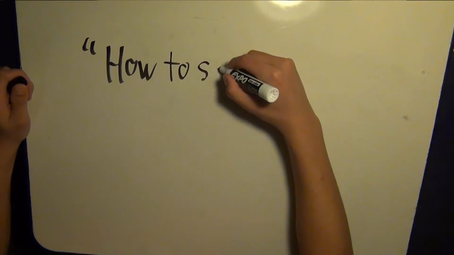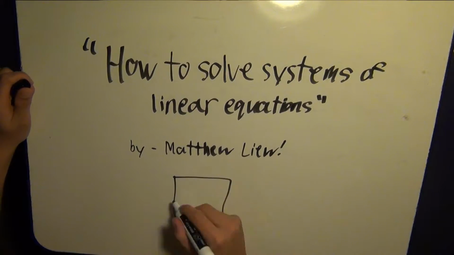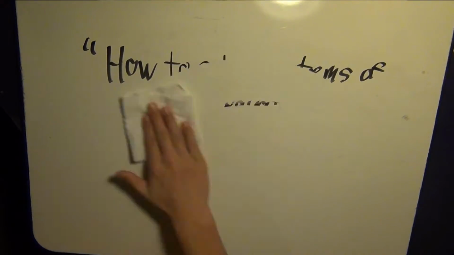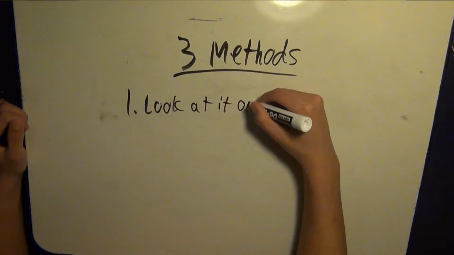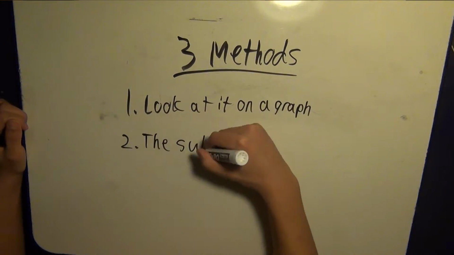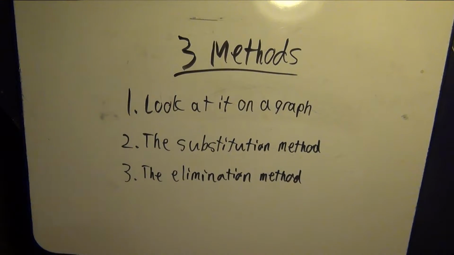Hey everyone, today in this video, you'll be learning about how to solve linear systems of equations, or in other words, how to find where two lines intersect on a graph. Generally, there are really only three methods to solving these types of questions: one, look at it on the graph, two, the substitution method, and the third, the elimination method.